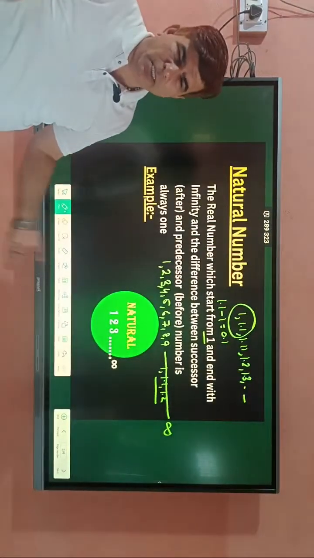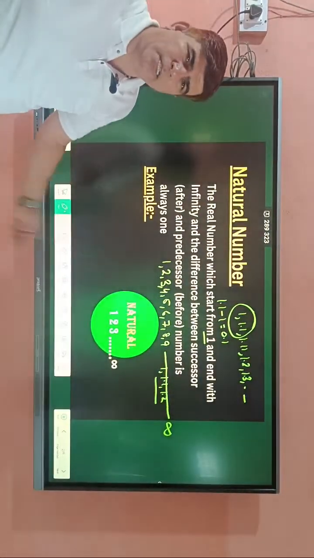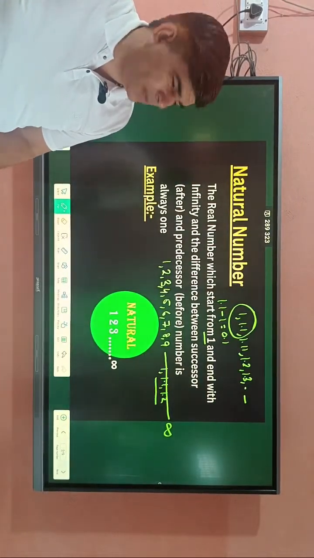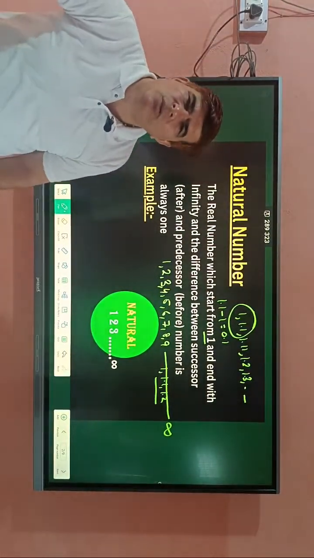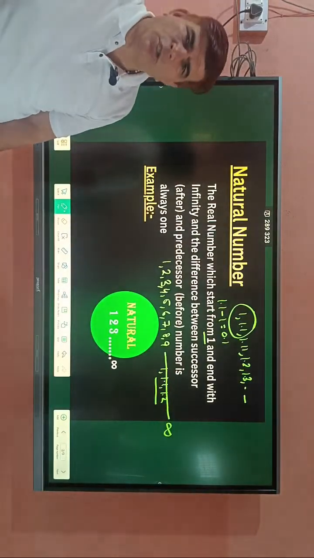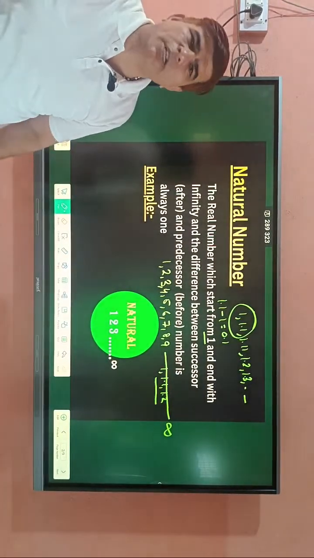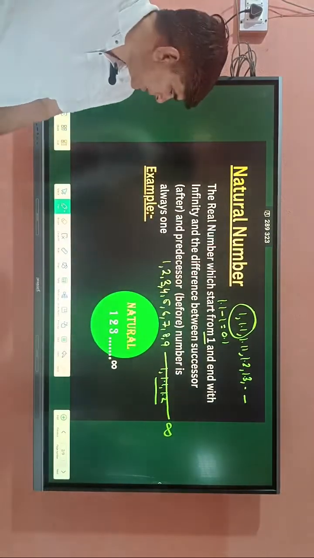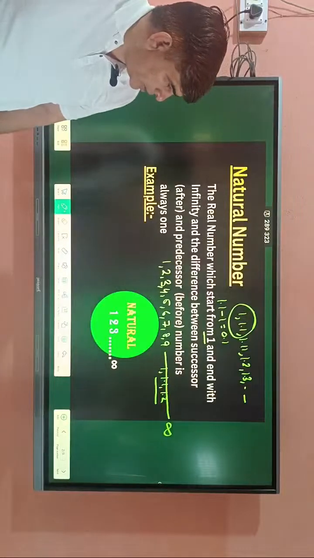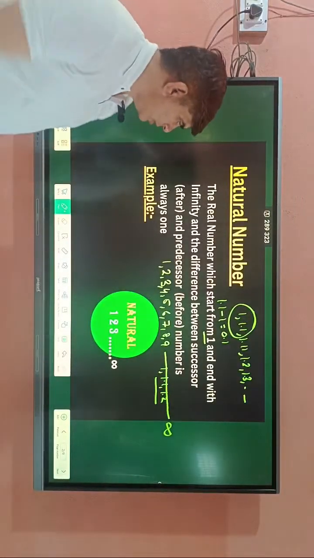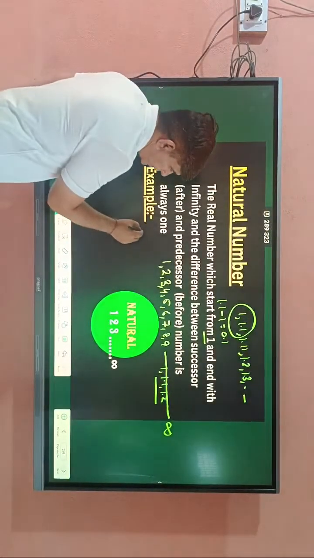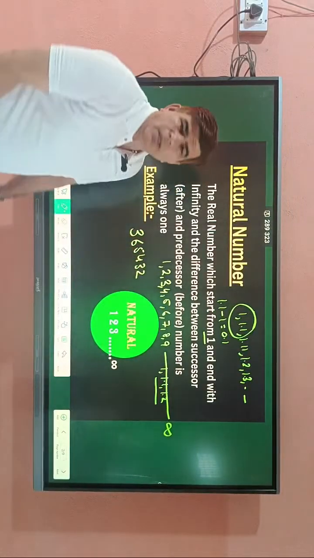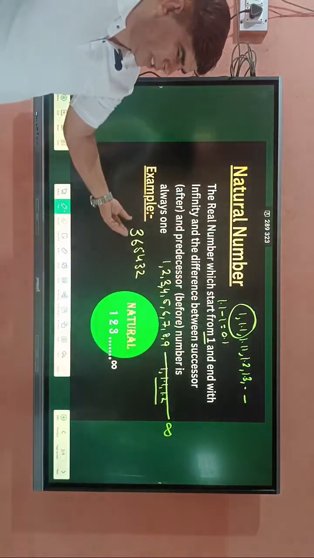Again, it's another definition you can understand like this. The real numbers which are not in the form of a fraction, not in the form of a decimal, not negative, not 0, which are always positive but complete: 1, 2, 3, 4, 5, 6, like this. So these are natural numbers. If a question comes, is 3, 6, 5, 4, 3, 2 a natural number? Yes, it is definitely a natural number.